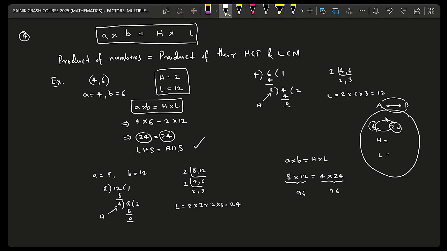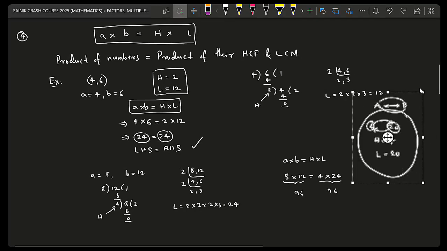Sir, 4 is a factor. Yes. Then the HCF will be 4, right? Yes, sir. And 20 is the multiple, so it will be the LCM, right? Yes, sir. This is possible only when it is a factor-multiple pair. Is it clear? Okay, sir.